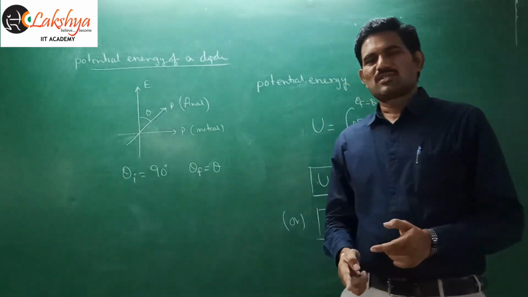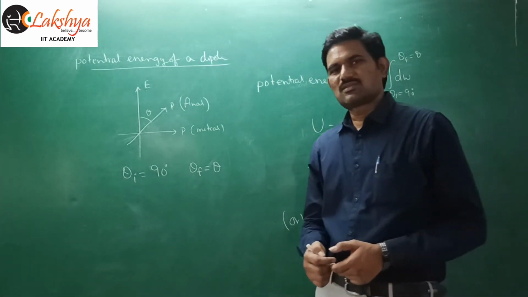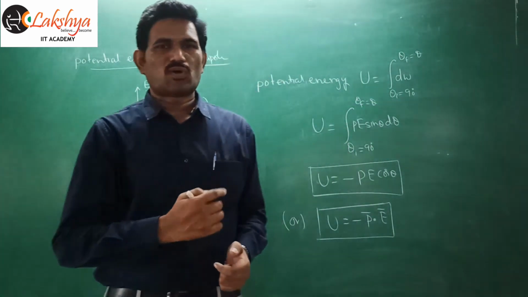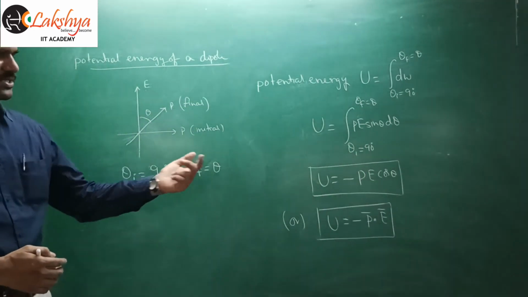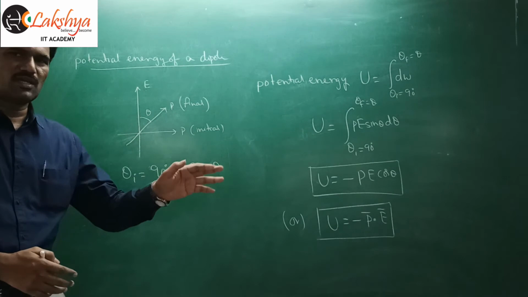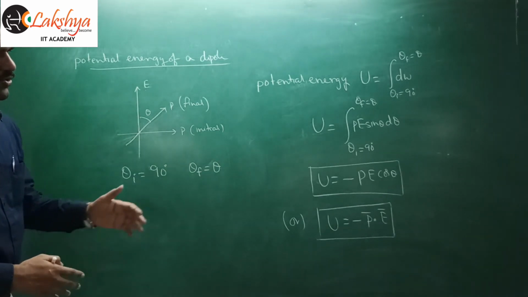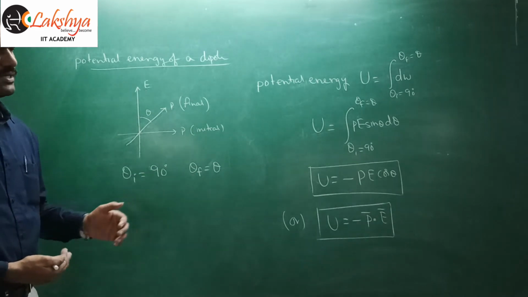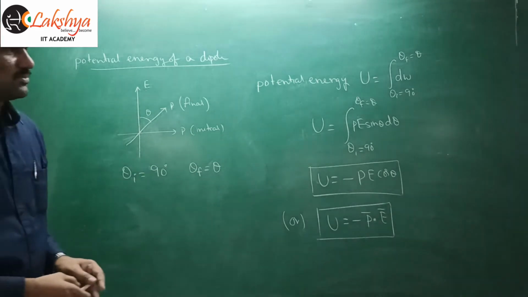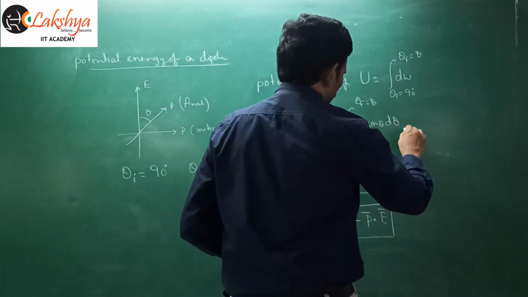The work done by the external agent expression is PE into cos theta initial minus cos theta final, we need to write. And this is the potential energy expression, minus PE cos theta. And now from this, can you say when the potential energy of the dipole is minimum and when the potential energy is maximum? Can you say those values?